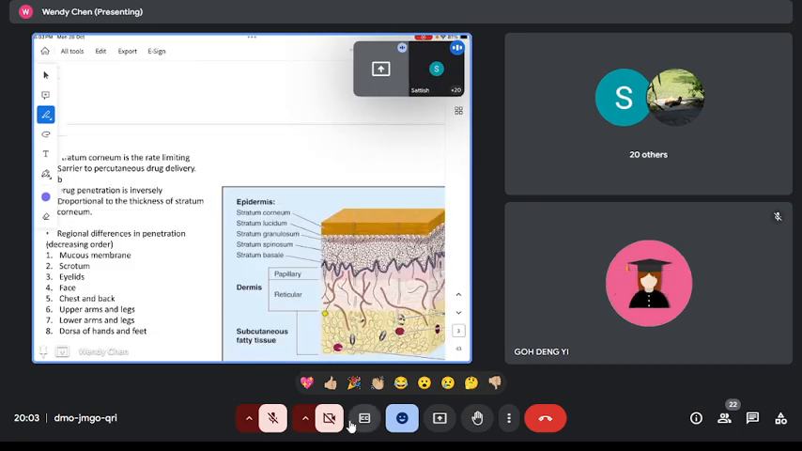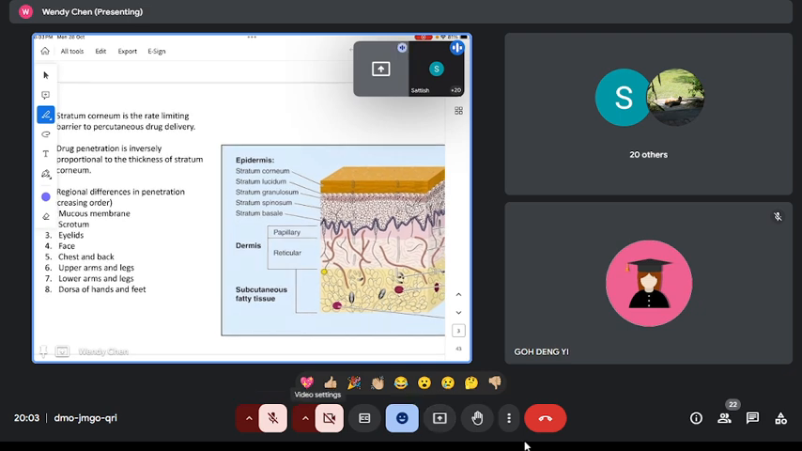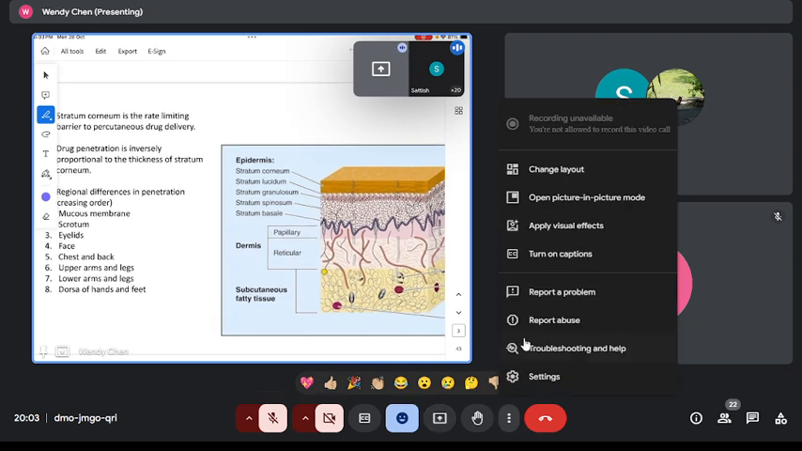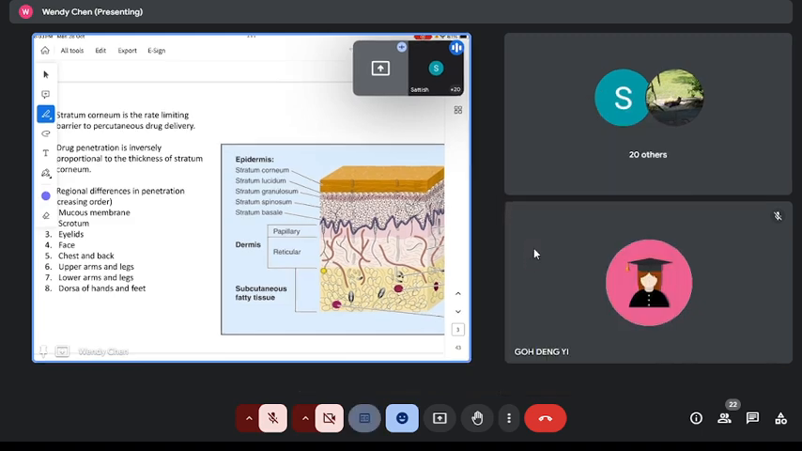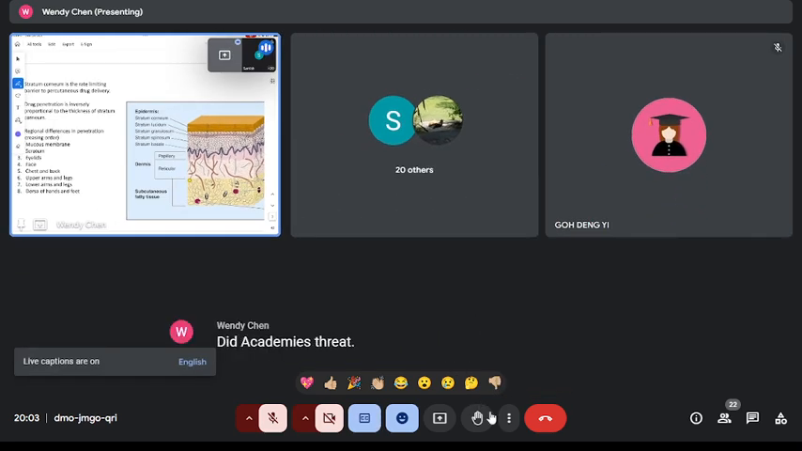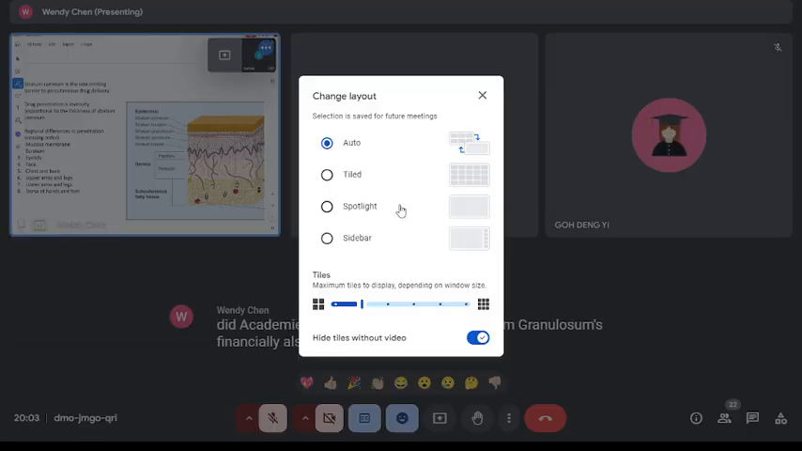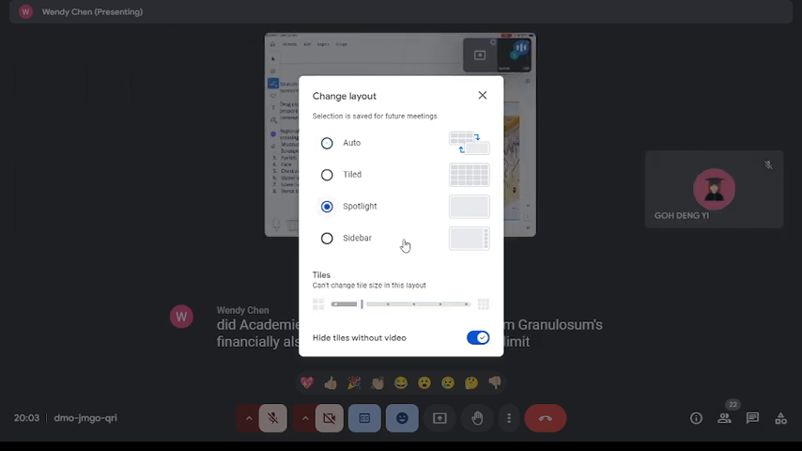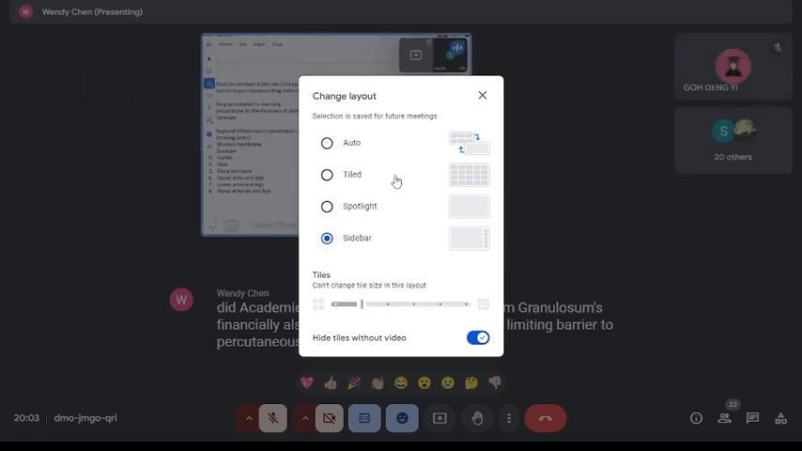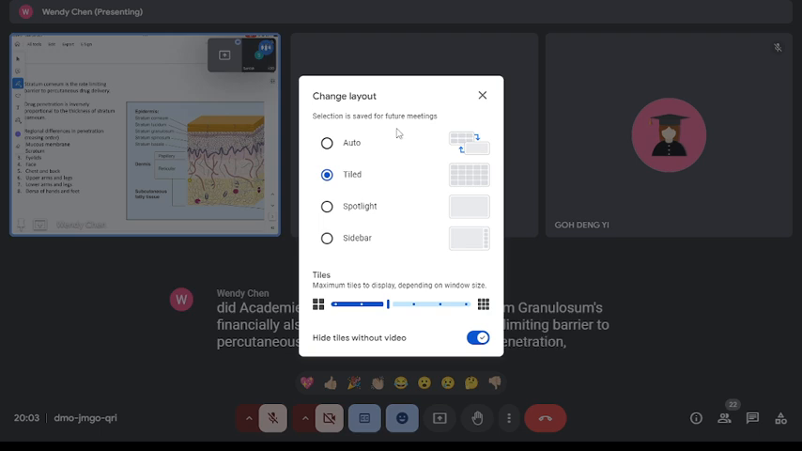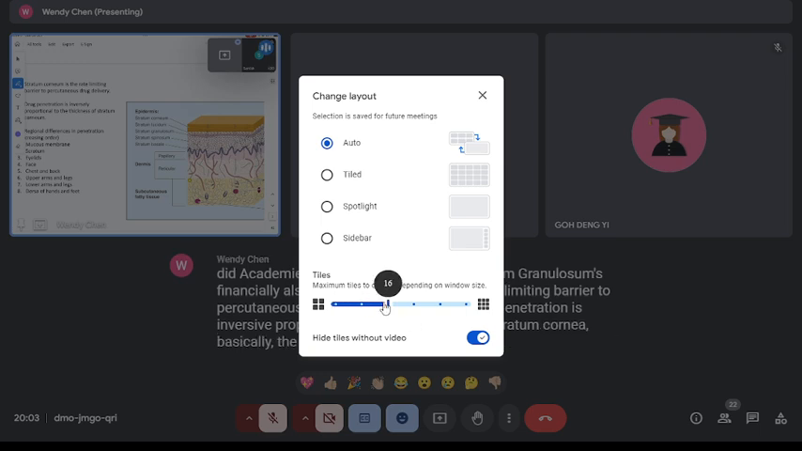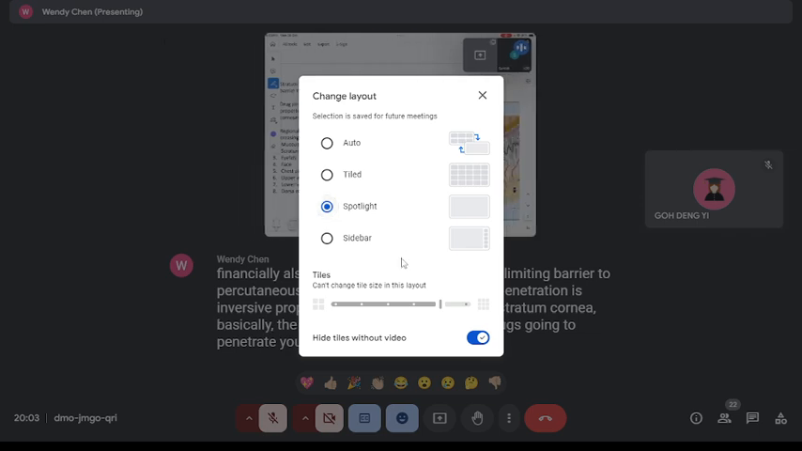Okay. So let's revise a bit regarding last week's layers of the epidermis. We know that we have 5 layers of the epidermis: stratum corneum, lucidum, granulosum, spinosum, and also basal. The stratum corneum is a rate limiting barrier to percutaneous drug delivery. The drug penetration is inversely proportionate to the thickness of the stratum corneum. Basically, the thicker it is, the less likely the drug is going to penetrate your skin. This is logical thinking.